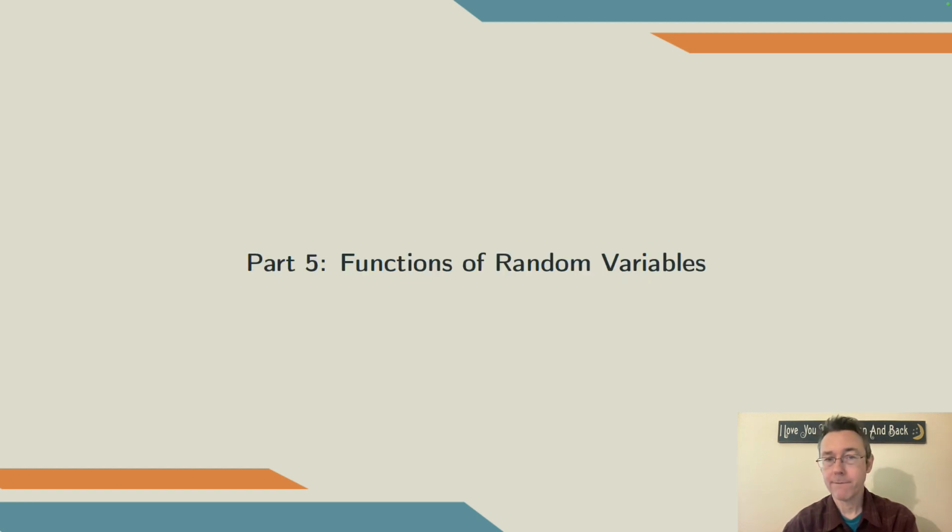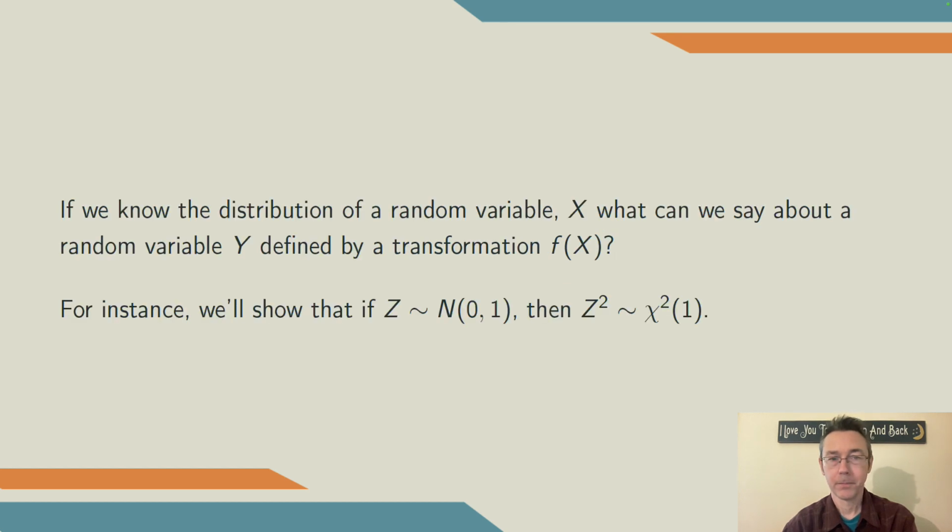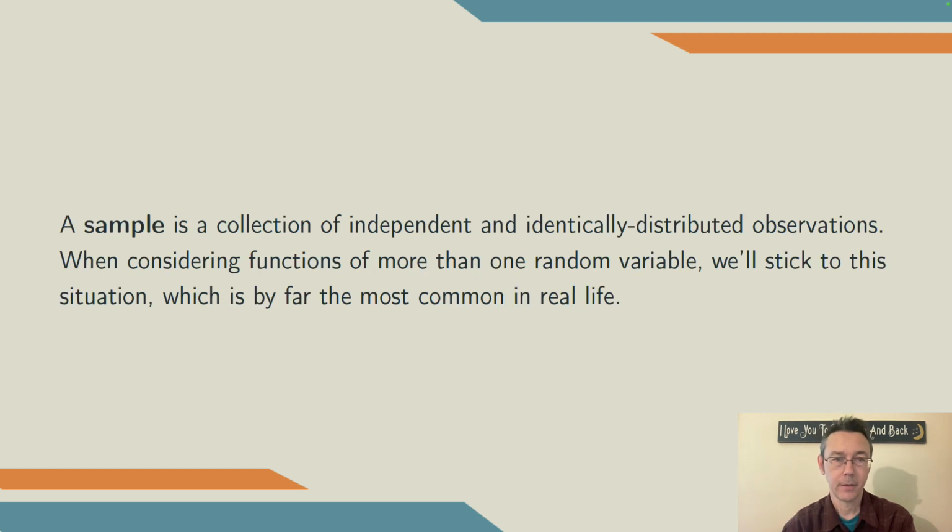Finally, we're going to talk about functions of random variables. We're in a situation where we know the distribution of a random variable x, and we have some mapping f that's going to take x and map it to a new random variable y. So what can we say about that distribution? For instance, we're going to show that if you have a random variable with a standard normal distribution, and you look at its square, then that new random variable is going to have the distribution chi-squared of 1, a chi-squared distribution with 1 degree of freedom.